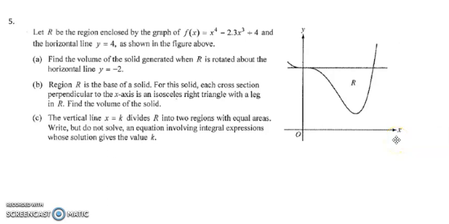All right, we've got another area and volume free response problem. This time we have this curve here, a quartic polynomial, f of x, and we have the horizontal line y equals 4. First thing they're asking us to do is to rotate this region R here over the horizontal line y equals -2, which is down here.